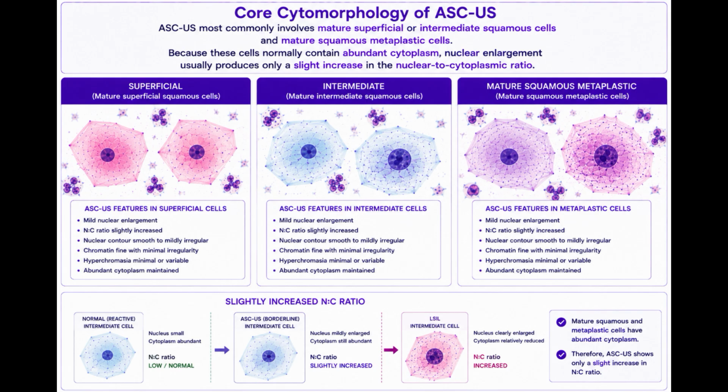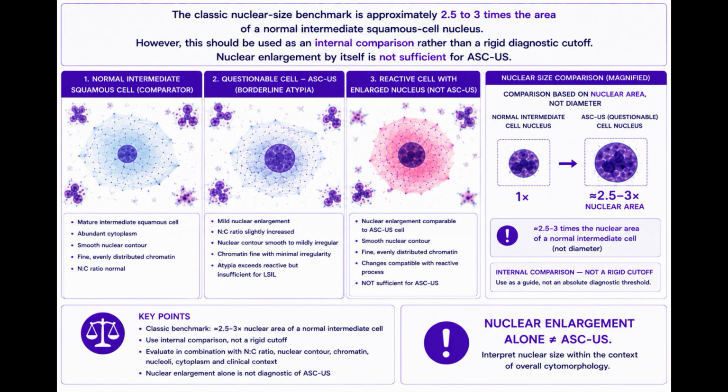Because these cells normally contain abundant cytoplasm, nuclear enlargement usually produces only a slight increase in the nuclear to cytoplasmic ratio. The classic nuclear size benchmark is approximately 2.5 to 3 times the area of a normal intermediate squamous cell nucleus. However, this should be used as an internal comparison rather than a rigid diagnostic cutoff. Nuclear enlargement by itself is not sufficient for ASCUS.